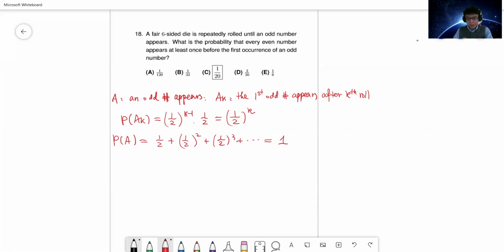Next, we consider the probability that every even number appears at least once. Now, it's convenient to consider the complement, the opposite events. Consider the complement events. So there are basically 3 cases. 1, there's no even number.